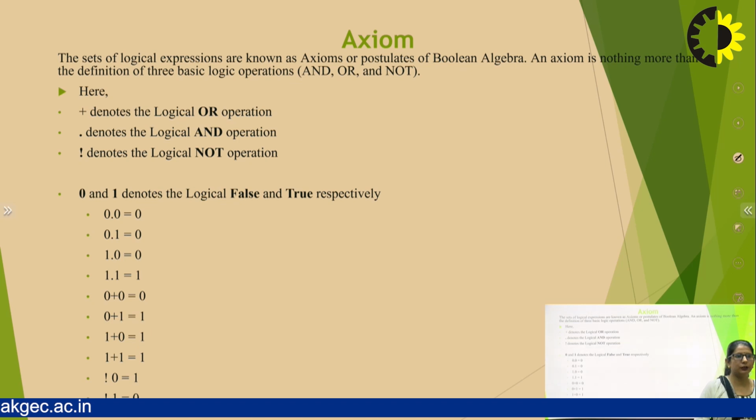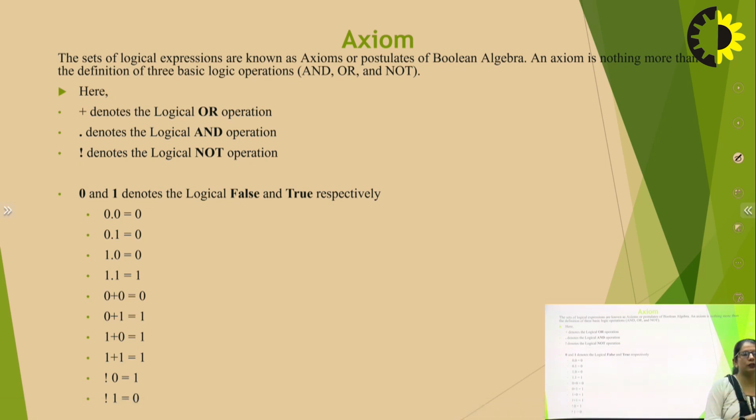So if we have the values 0 and 1, denoting the truth values false and true, then for 0 dot 0, as I am saying in the AND operation, if any of the input is 0, the outcome will be 0. So for the 0 1 case, it is again 0. For the 1 0 case, it is again 0. It is 1 only in the one case where both of the input variables are 1.